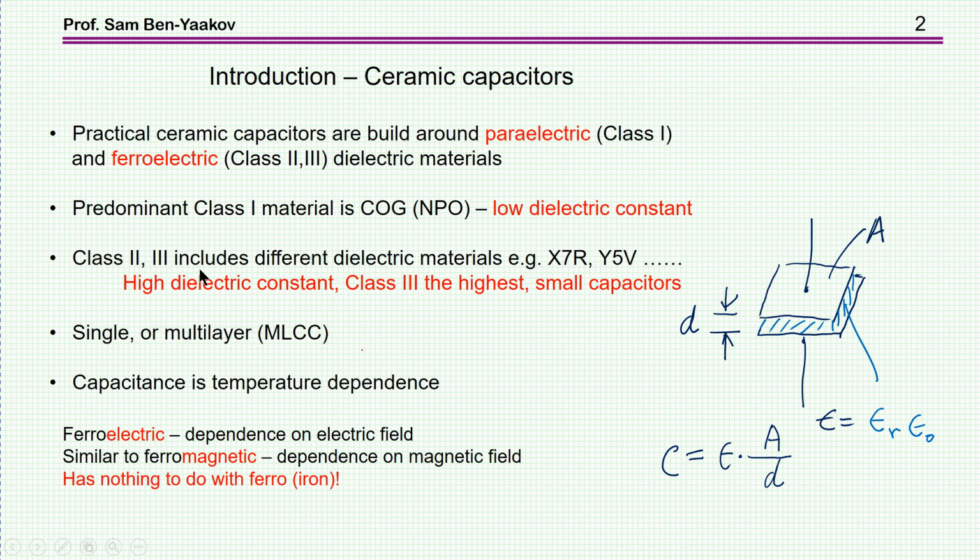Now, class 2 and 3 are very popular. These are the ferroelectric materials, and they have different kinds like X7R, Y5V, and many others. Again, they are of high dielectric constant, so therefore you can make very small size capacitors with large capacitance. And they are, as I said, very popular, small, and relatively inexpensive. The capacitor can be built as a single layer or a multi-layer ceramic capacitor, and like other capacitors, it is also temperature dependent.